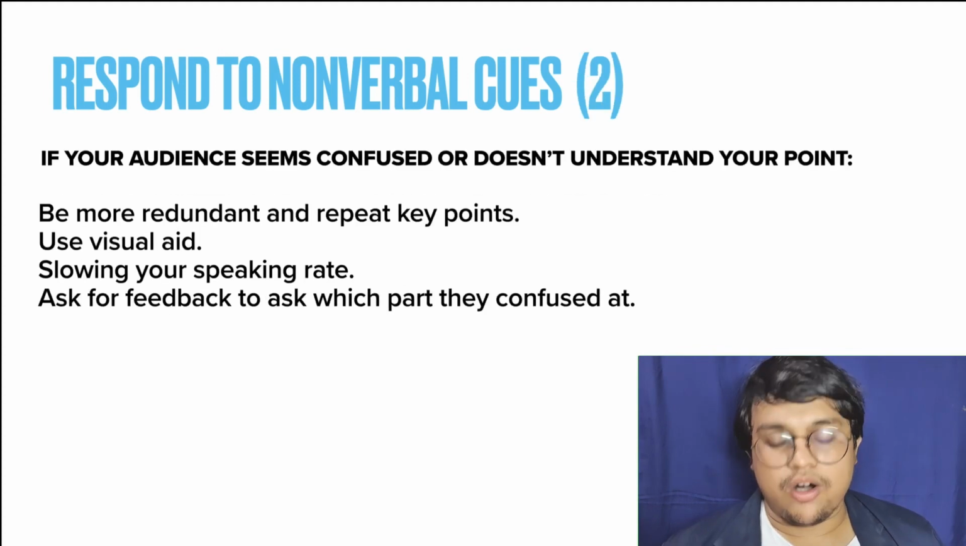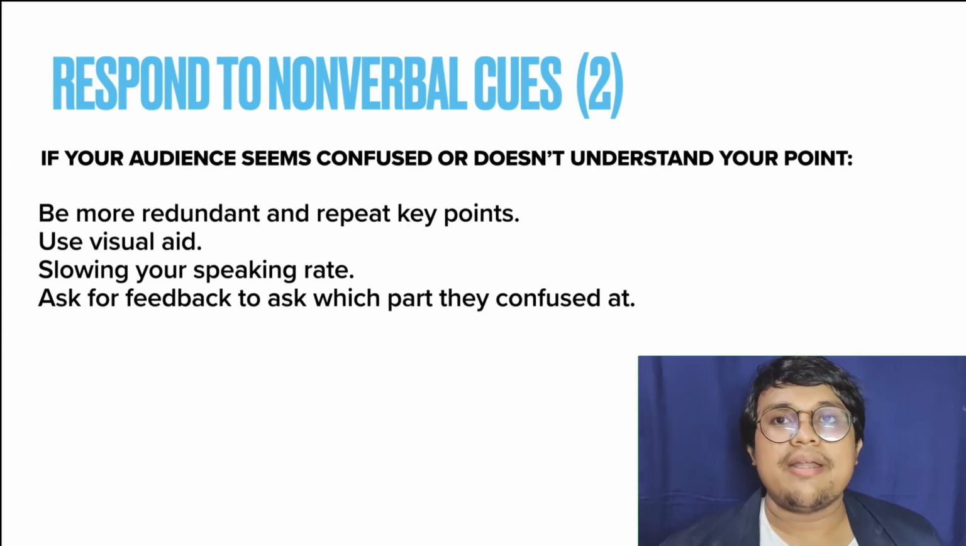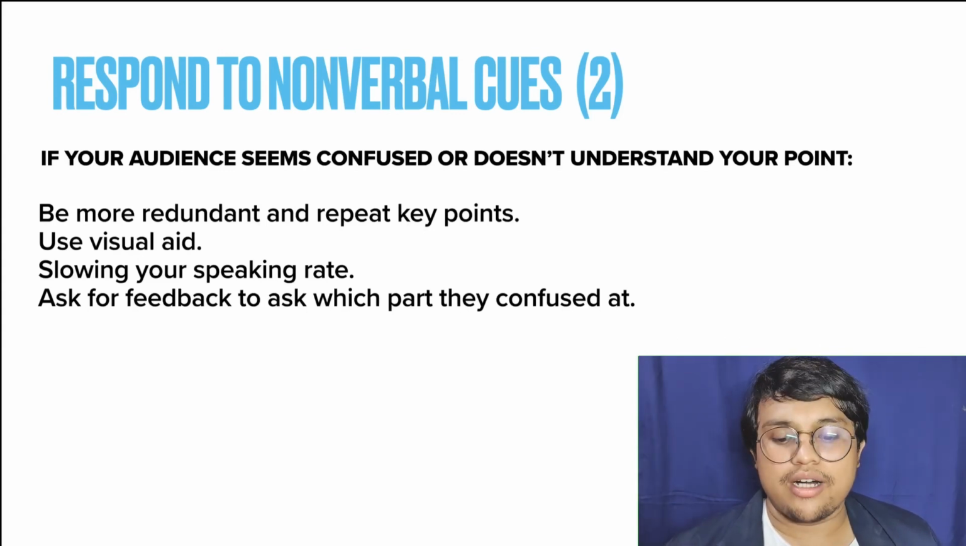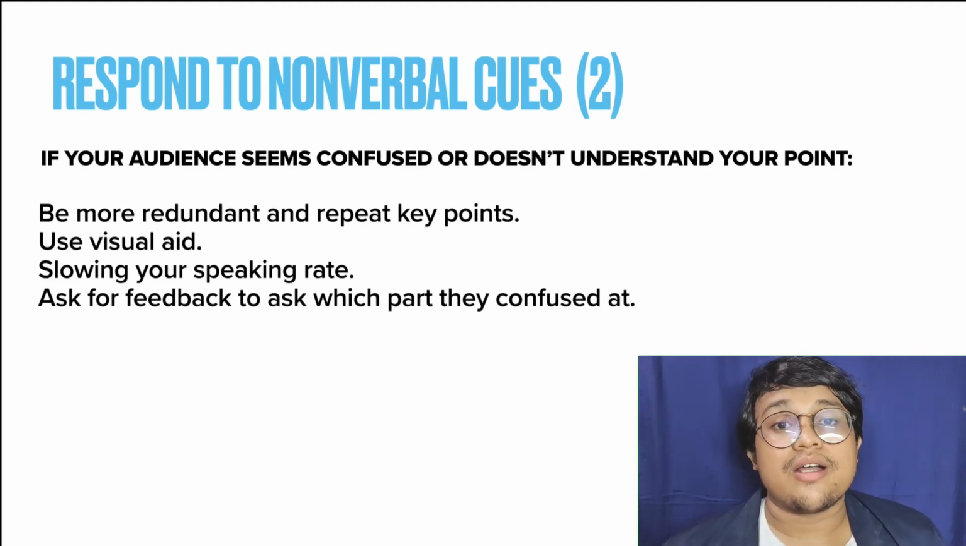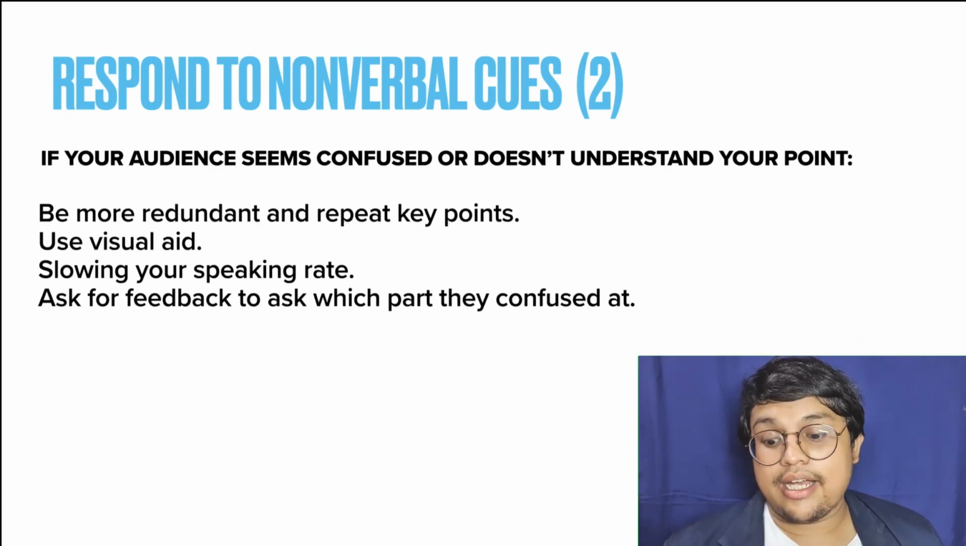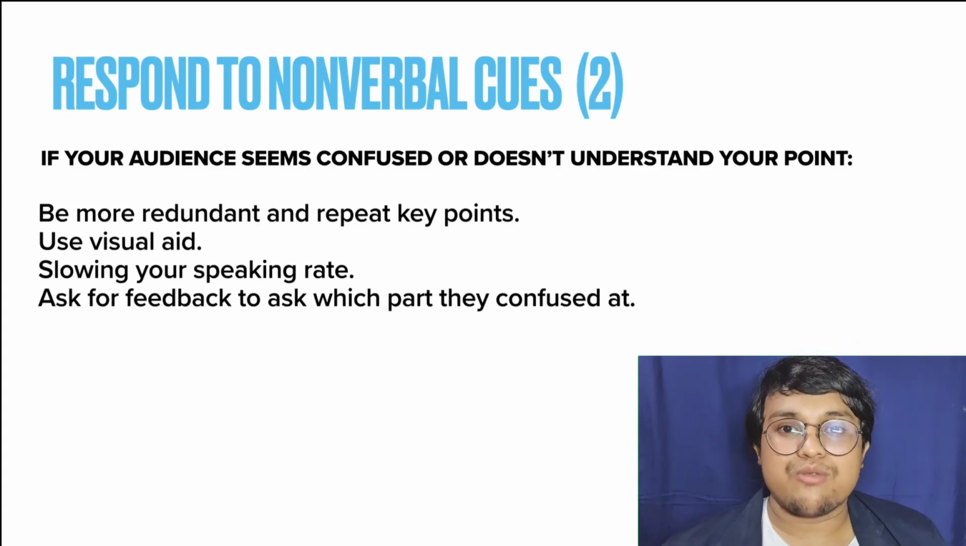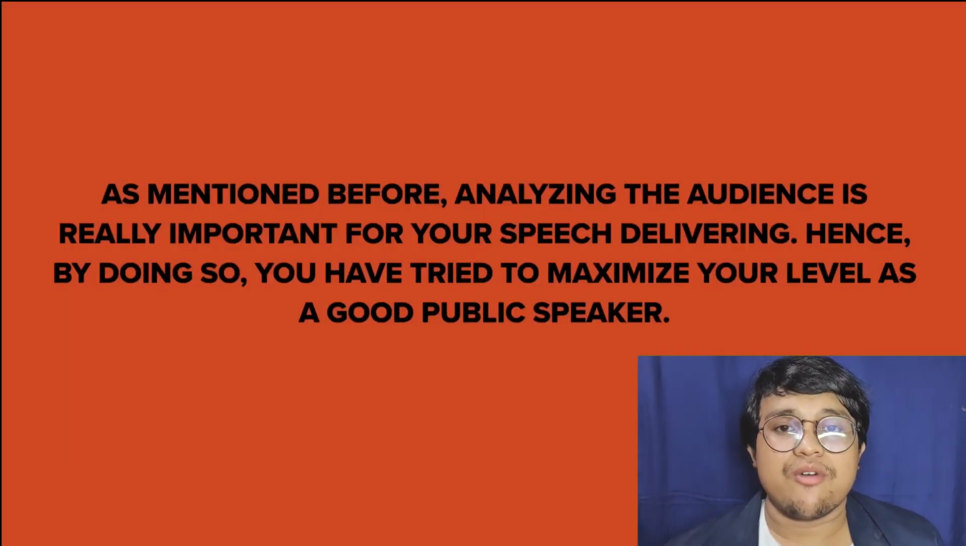If your audience seems confused or doesn't understand your point, you can be more redundant by repeating your key points, use visual aids, slow your speaking rate, and ask the audience for feedback about which part they are confused at. As I mentioned before, analyzing the audience is really important for your speech delivery.